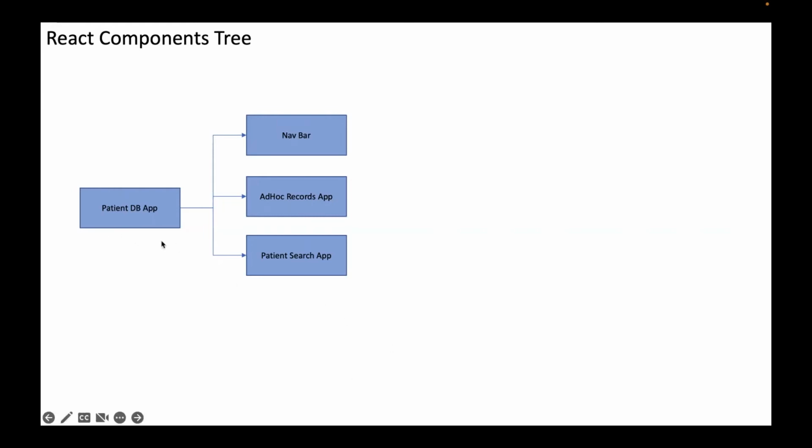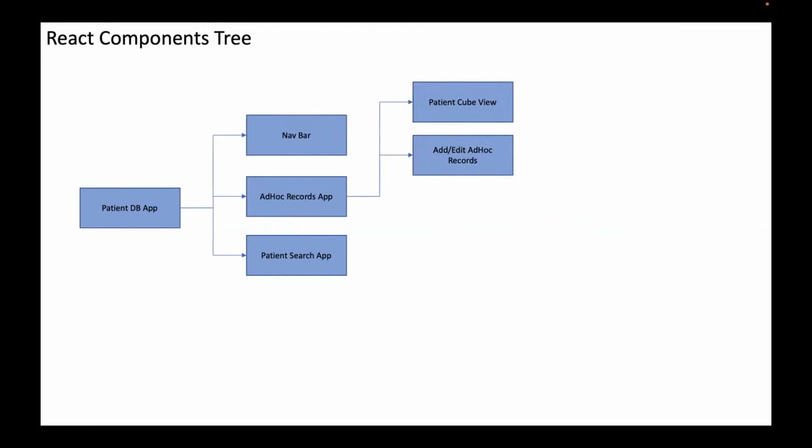So under the full umbrella patient database app, there is the navigation bar that you saw at the top, and then there are two main applications. Within the smaller ad hoc enrollment record management app, we have the cube view and also the ability to add and edit ad hoc records.